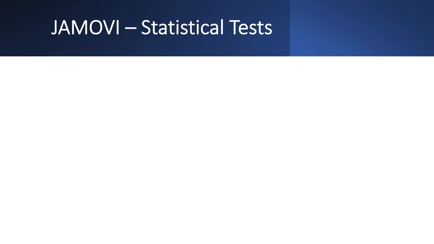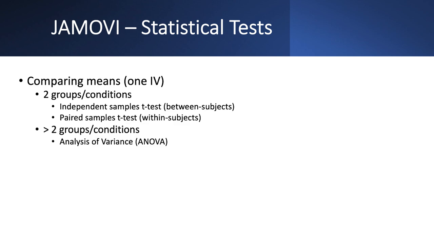So we have a few different types of data that we could be working with. Okay. So if we're comparing means on something with just one independent variable, so one independent variable, one dependent variable, if we have two groups, we would be using an independent samples t-test, and this is for between subjects research.